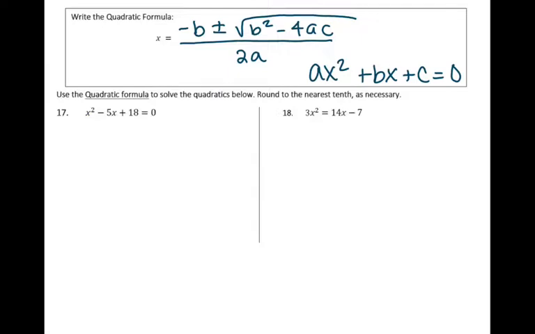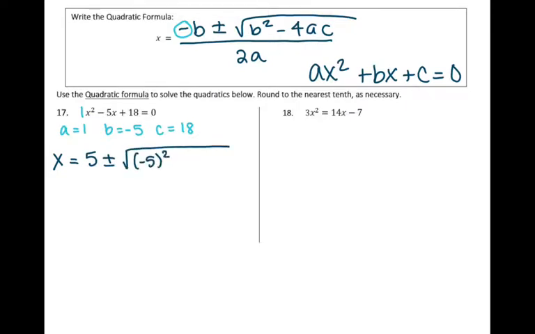So the first thing you should do is identify a, b, and c. A is the number in front of x squared. So a is 1, b is negative 5, and c is 18. I'm going to carefully plug those three numbers into my formula. The negative b essentially means the opposite of b. So if b is negative 5, I'm going to use a positive 5, plus or minus the square root of b squared minus 4 times a times c, all over 2 times a.